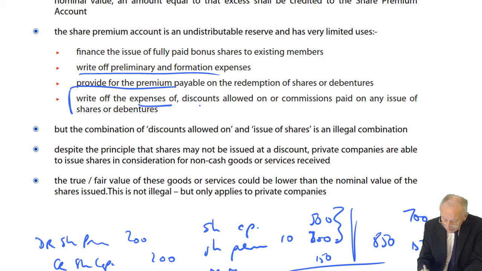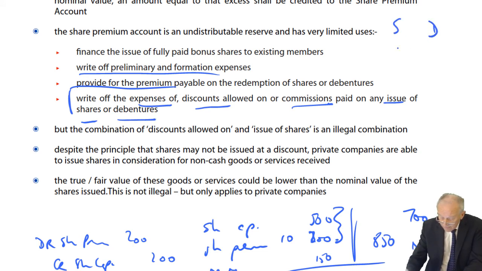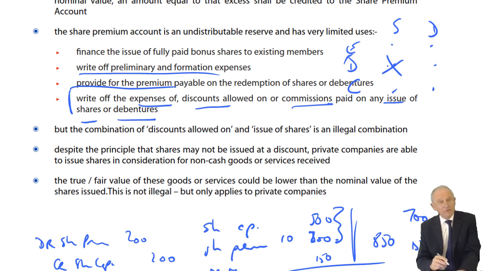So we've got three things here. We've got the expenses, the discounts, and the commissions on any issue of shares or debentures. So we've got 6 possibilities: shares, debentures, expenses, discounts, and commissions. Discounts on shares is not possible. That's an impossible combination. But otherwise, you've got 5 possibilities there.